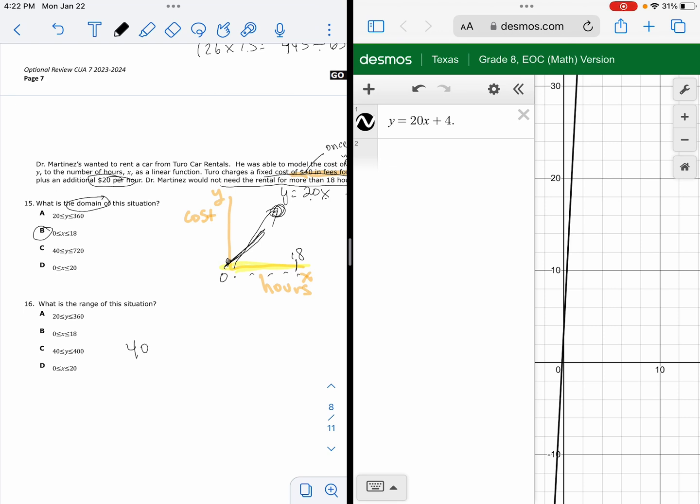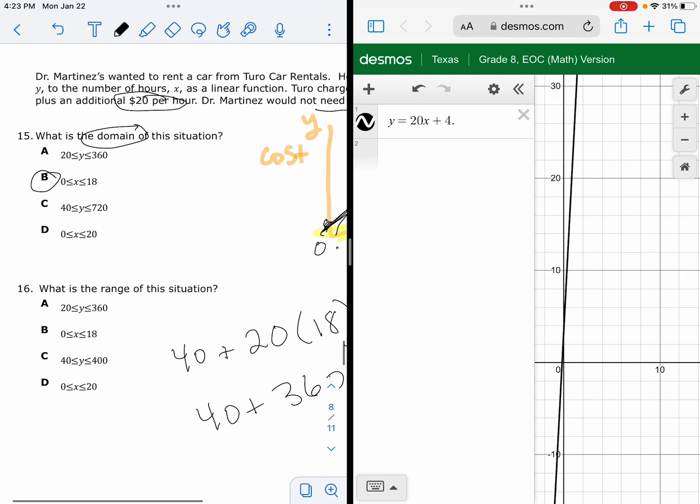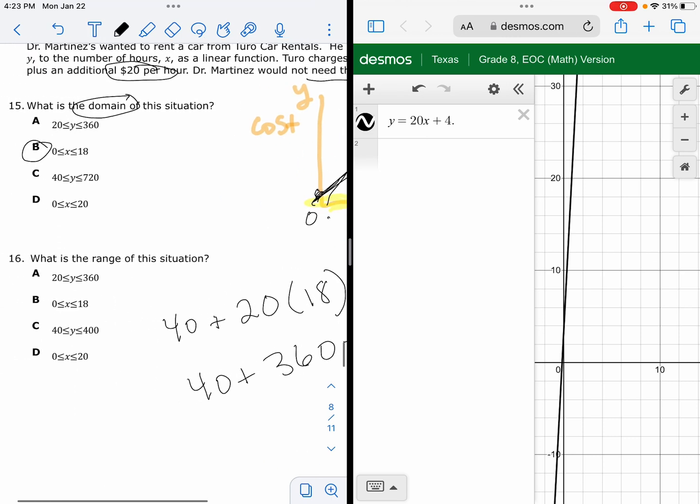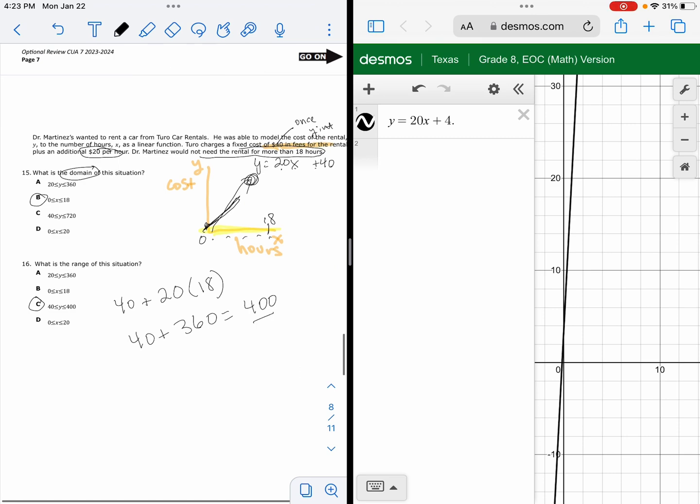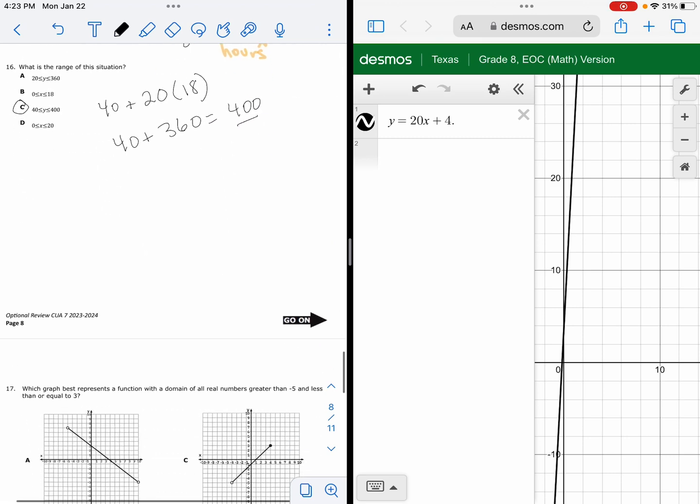So $40 plus, and then what's the most he can rent for? 18. So $40, the fixed rate, plus 20 times 18 is $360. And that comes out to be, at most, he's going to need to spend $400. So anywhere between $40 and $400 is what he's going to spend on his rental. Fixed rate plus the maximum charges that he could pay.